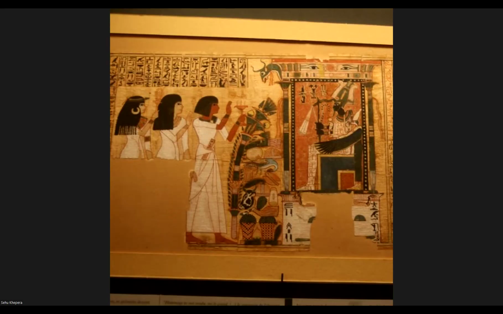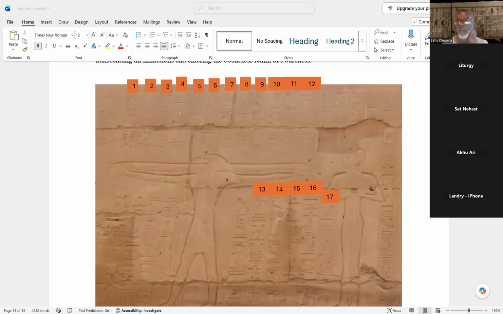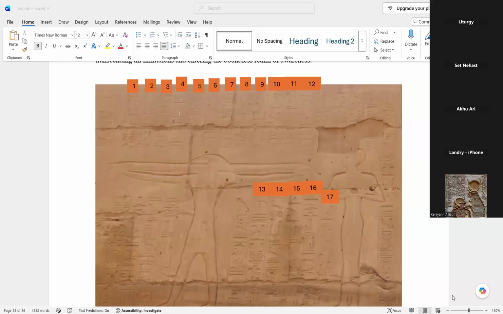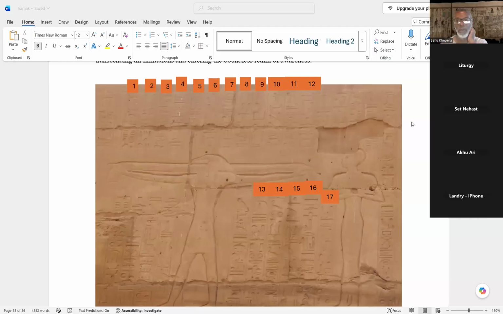Greetings, everyone. So, here we are at line 12. So we have arrived.